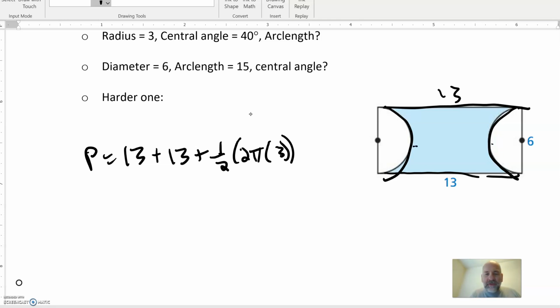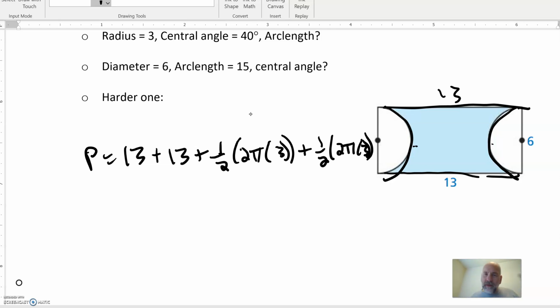But I got to find this one too. So it's another 1/2 2 pi times 3. And I could grab my calculator and add all these up to find out what the answer is. But make sure you show it really clearly like this so I can follow your reasoning and you're being very clear to me on what you're doing.